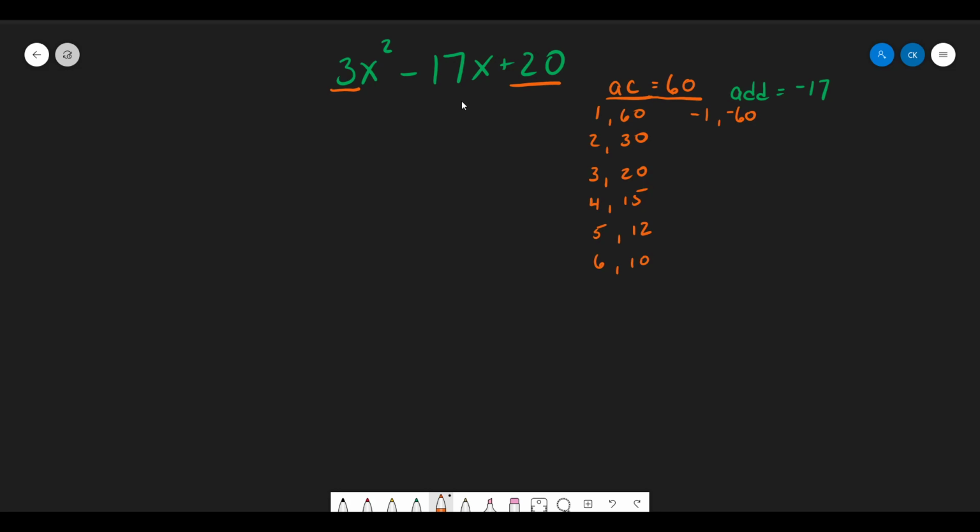So I could have negative 1 and negative 60, negative 2 and negative 30, negative 3 and negative 20, negative 4 and negative 15, negative 5 and negative 12, negative 6 and negative 10. So you have to remember to look at the signs, right? If this one is negative and this one is positive, you obviously know that both of your numbers are going to be negative here. So now I'm looking for which pair adds up to equal negative 17.